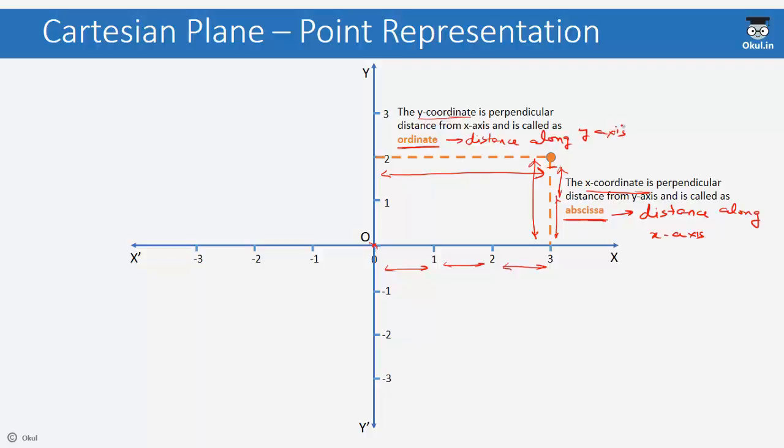Now, how will we write the position of this point? The common or general notation to write the coordinates of the point is this one, that is (abscissa, ordinate). So here, as I told you, abscissa is the distance along the x-axis or the perpendicular distance of the point from the y-axis. The perpendicular distance here is 3 units and the distance along the y-axis, that is ordinate, is 2 units. The written representation of the shown point is (3, 2).